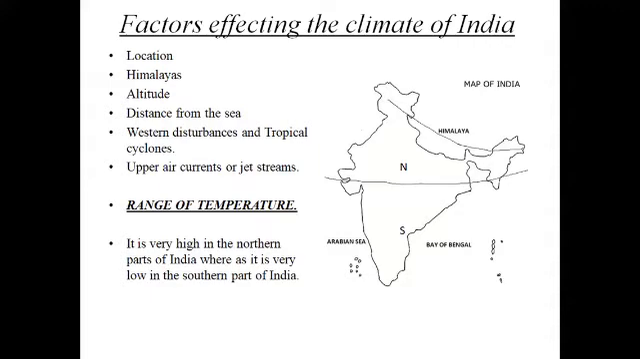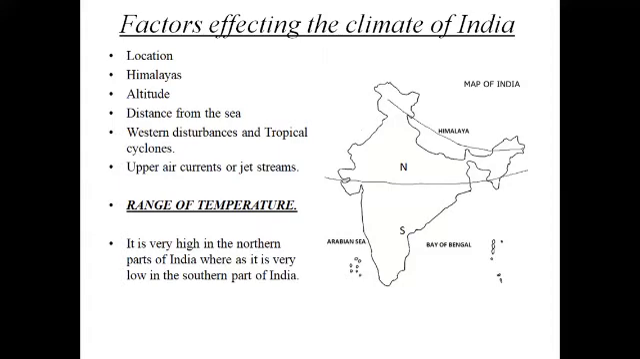Again, I am telling why southern part of India enjoys equable climate, or why the places which are located close to the sea have equable type of climate. This is because of the land and sea breeze, which are caused by differential heating and cooling of land and sea.